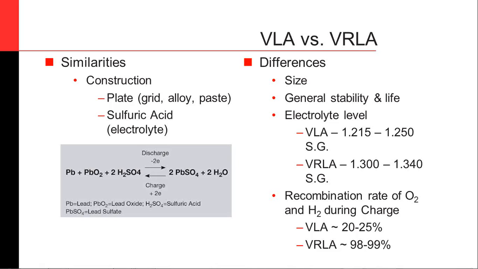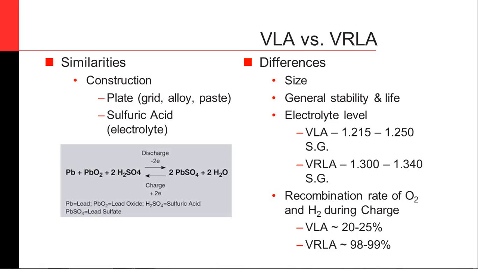As well, the recombination rate of oxygen and hydrogen, and basically that means how much of the oxygen and hydrogen is remaining within the battery, whether you're going through charge or discharge, and how much is being vented out. You'll see that the vented lead acid batteries, or your flooded cells, are not quite as efficient, so they're constantly leaking this oxygen and hydrogen, whereas the valve regulated lead acid have a lot better efficiency.